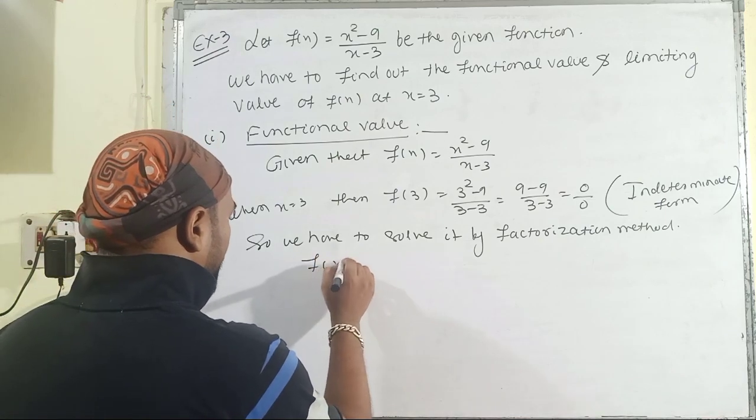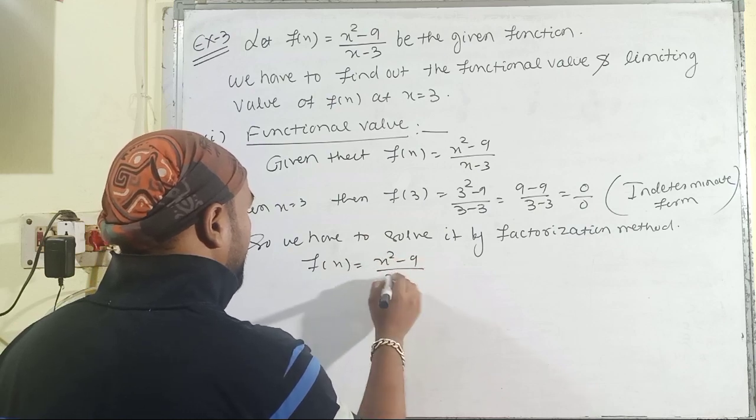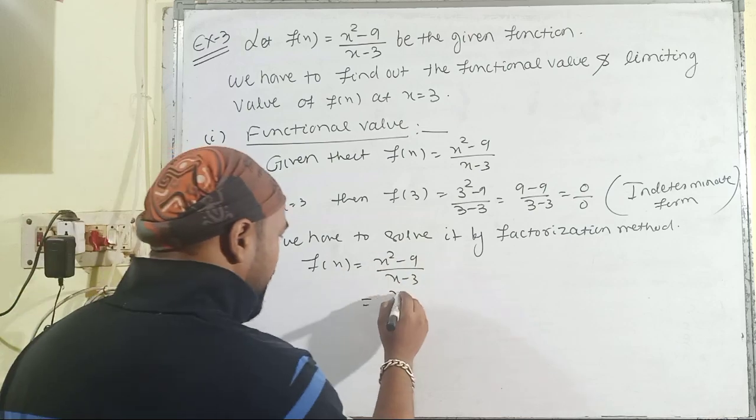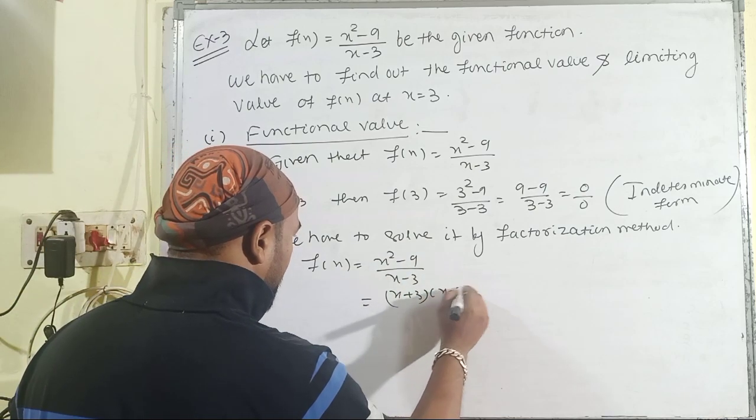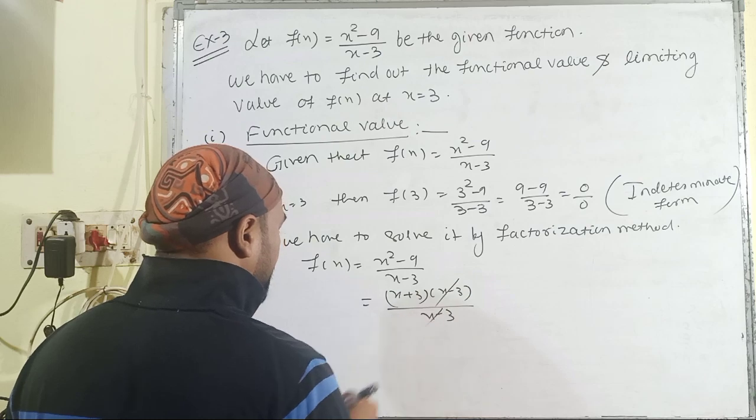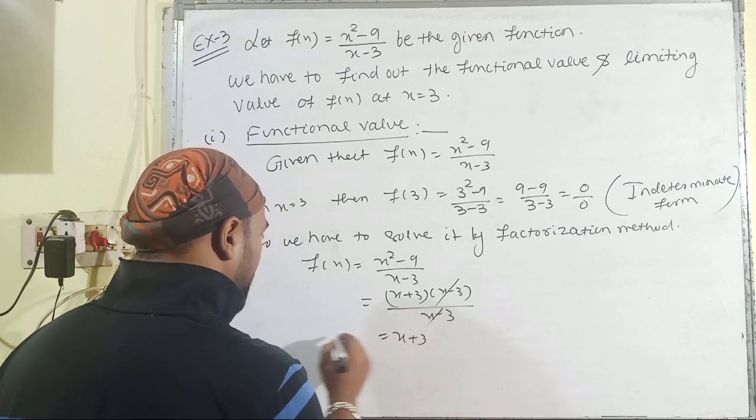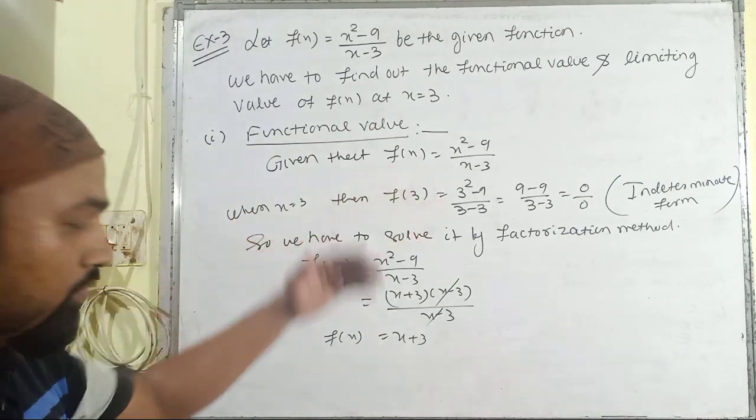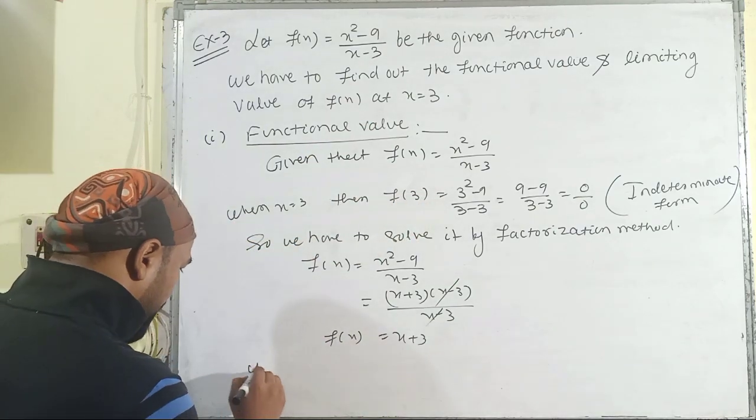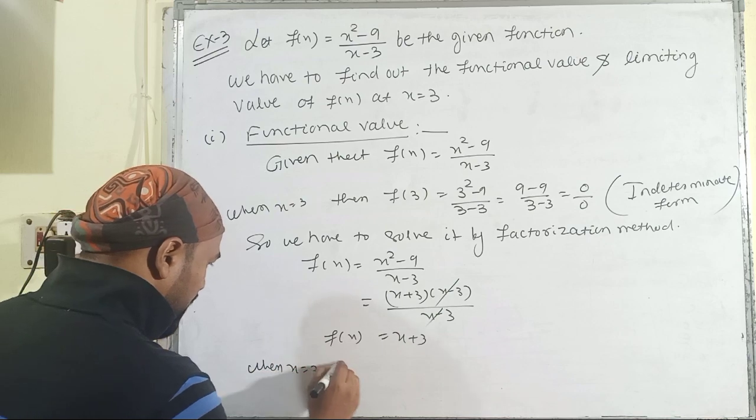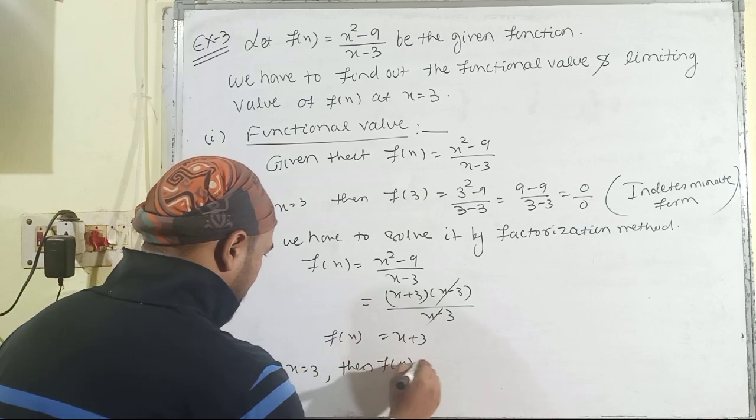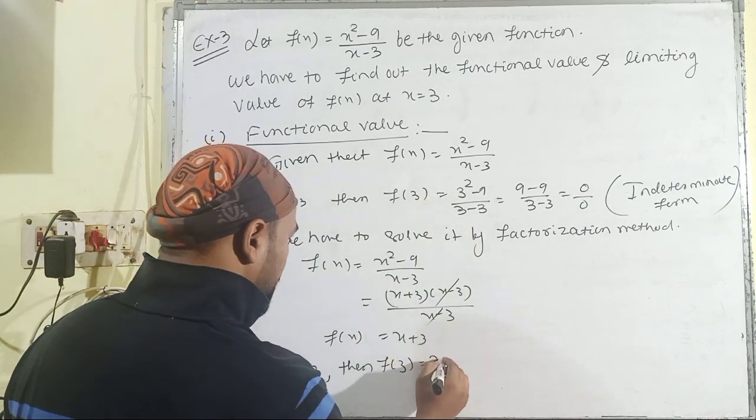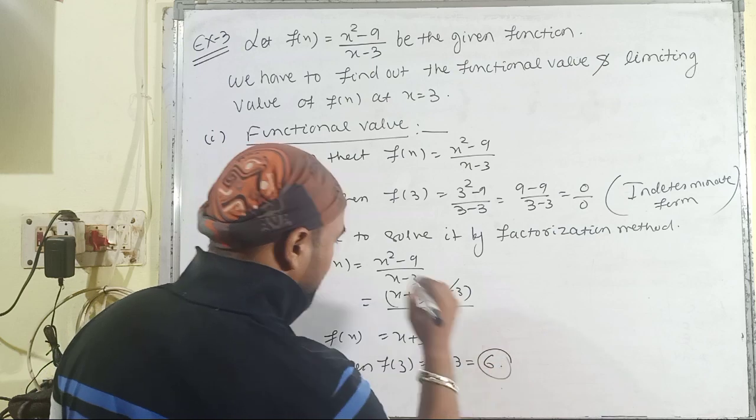So if f of x is equal to x square minus 9 divided by x minus 3, then we have to use the factorization method. It becomes x plus 3 multiplied with x minus 3 divided by x minus 3. Cancelling the common parts, we get x plus 3. Now we can use the substitution method. We can directly put x is equal to 3, then f of 3 is equal to 3 plus 3 is equal to 6.